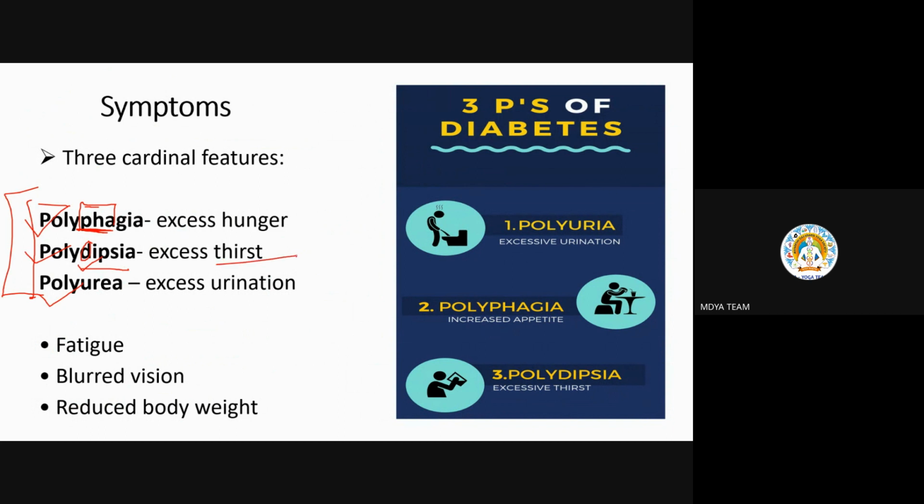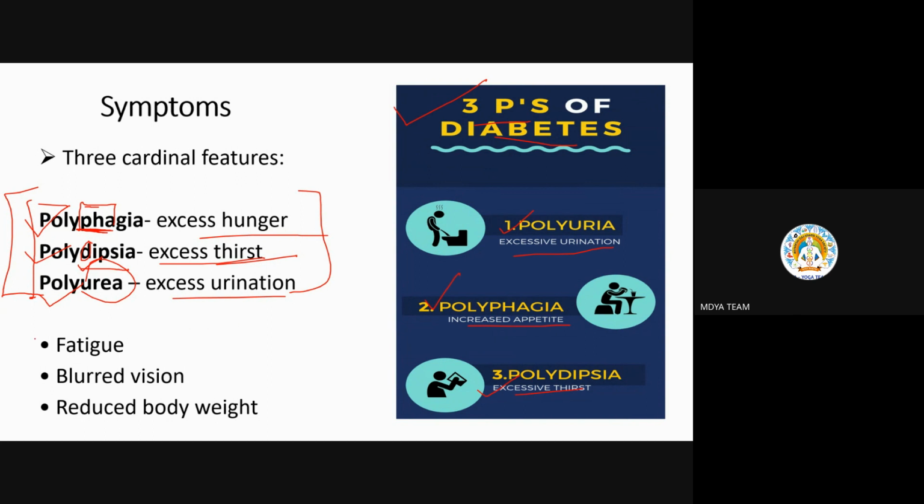So excess thirst, excess hunger. The person feels excess thirst, and uria, you know, is urination, so excess urination. These are the main three symptoms. As I told you, here also there are three P's for diabetes. Very common in all the exams, it usually comes if therapeutic is there. Urination excess, increased appetite or hunger, polyphagia, and polydipsia, increased thirst.